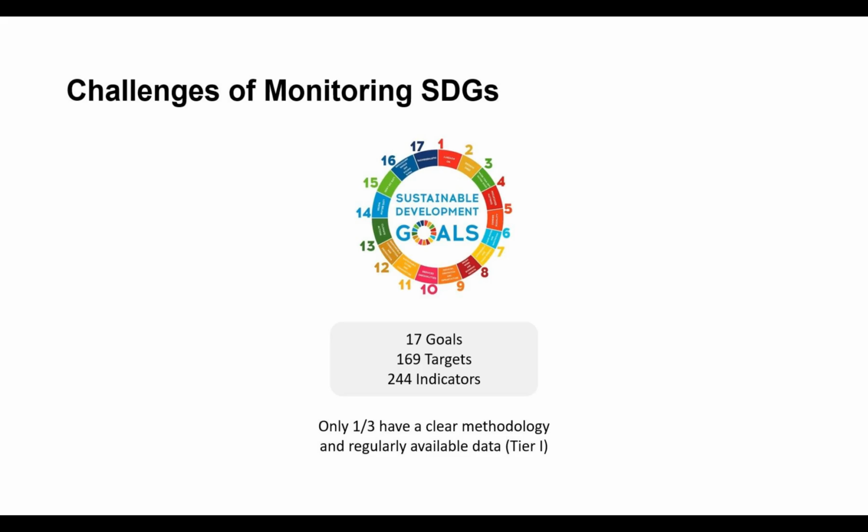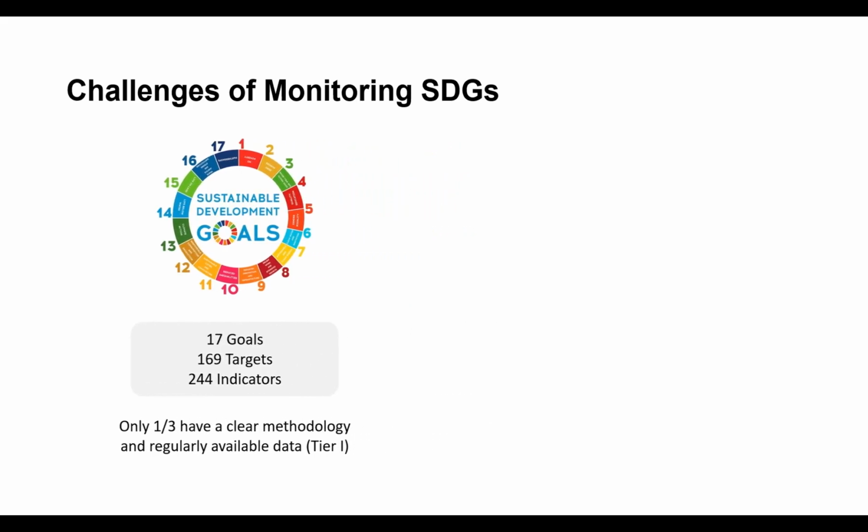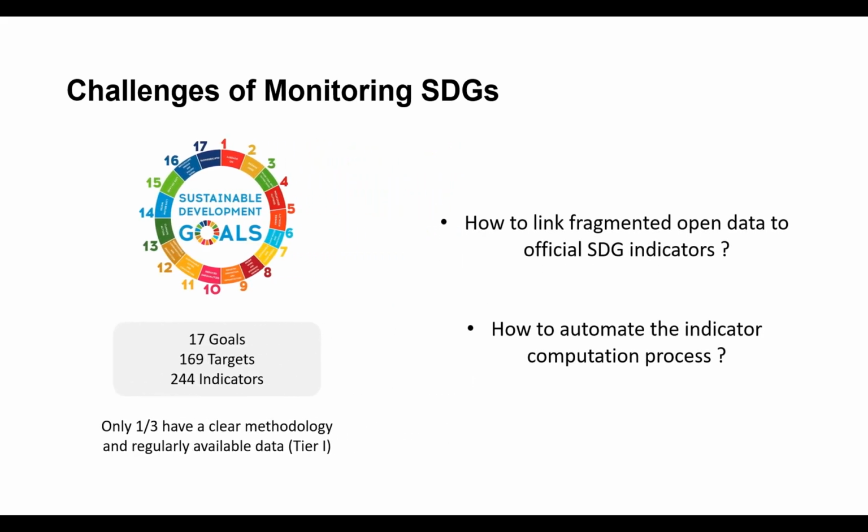But in practice, only a third have a clear methodology and regularly available data. Meanwhile, tons of valuable open datasets exist. Therefore, we can formulate the following challenges. How can we link fragmented open data sources to the official SDG indicators? And how can we automate the computation process of these indicators while keeping it transparent and verifiable?